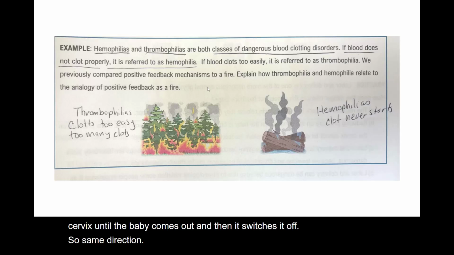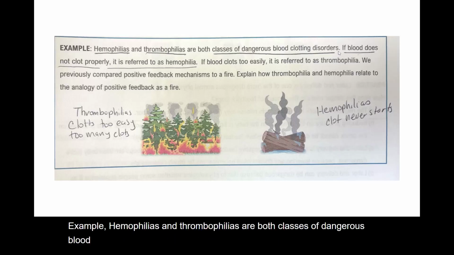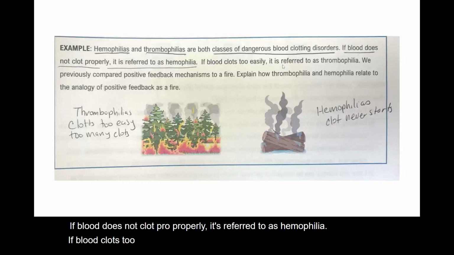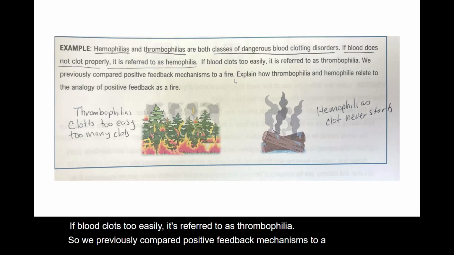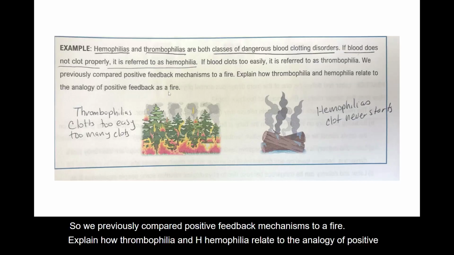All right, we're almost done. Example, hemophilias and thrombophilias are both classes of dangerous blood clotting disorders. If blood does not clot properly, it's referred to as hemophilia. If blood clots too easily, it's referred to as thrombophilia. So we previously compared positive feedback mechanisms to a fire. Explain how thrombophilia and hemophilia relate to the analogy of positive feedback as a fire.